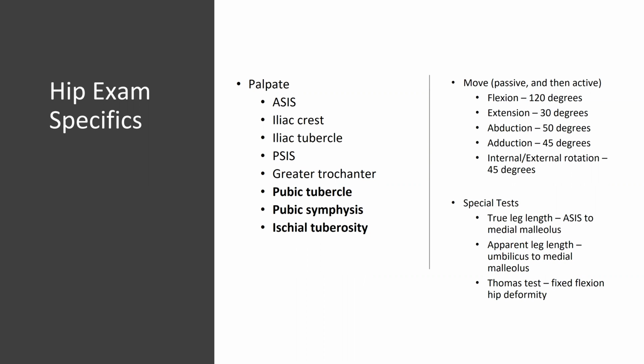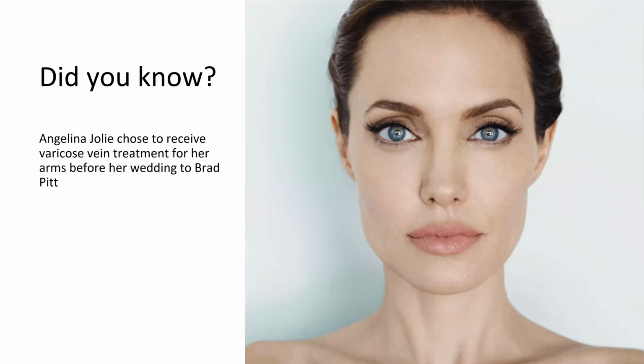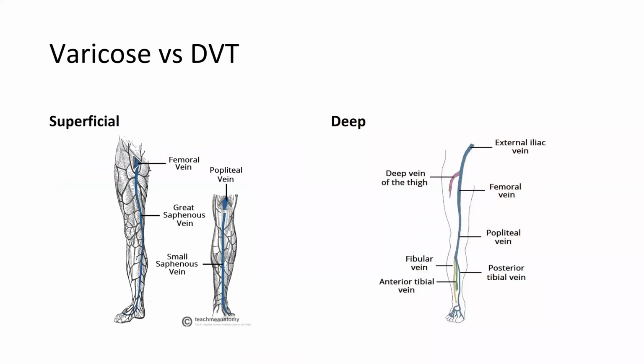So moving on from your hip, I guess we'll go a little bit lower and we'll go into vasculature. We're going to break things up by doing a little fun did you know? Did you know that Angelina Jolie chose to receive varicose vein treatment for her arms before her wedding to Brad Pitt? And they got divorced anyway, so I guess that wasn't pointless. Yeah, it was pointless. But it does bring us to the next point of varicose veins and what the difference between varicose veins and deep vein thrombosis is, because they both involve veins, I assume.